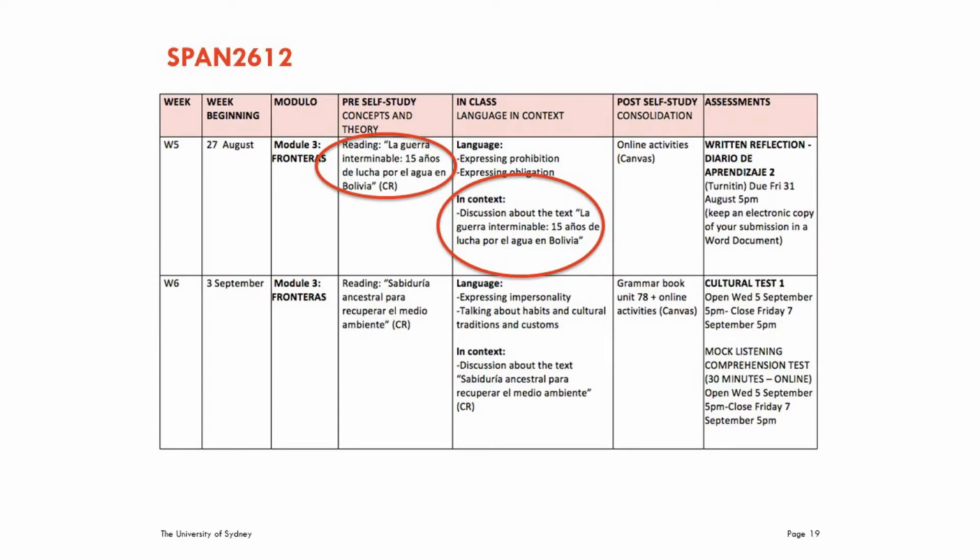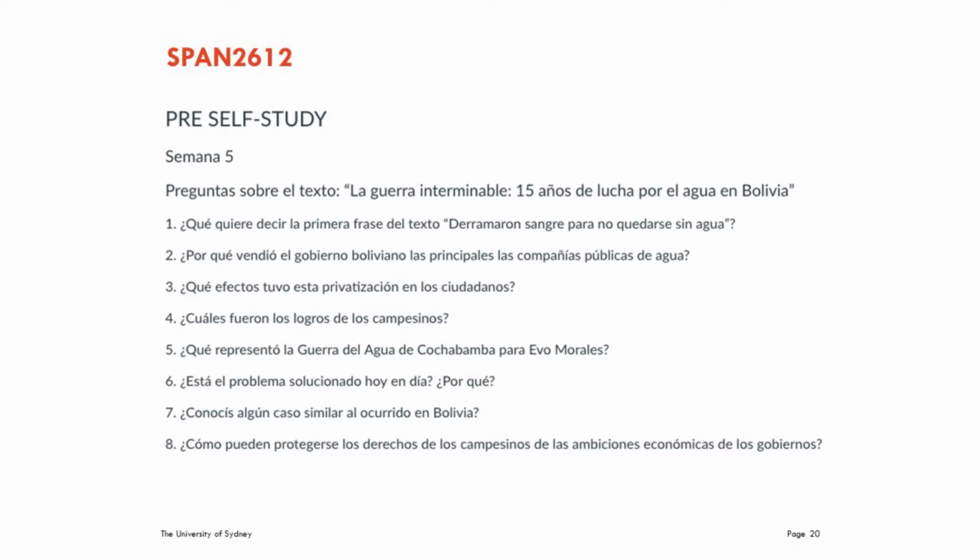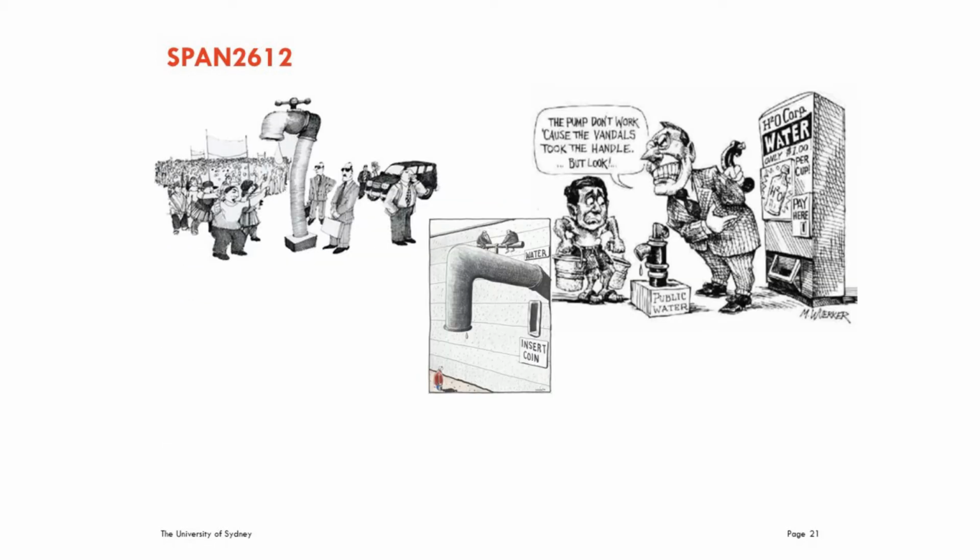And then for SPAN 2612, in week 5, we discussed the Bolivian water war, and they have to read again a text about the demonstrations and the protests that happened in Cochabamba between 1999 and 2000, in response to the privatization of the water. So they have to read the text, but before that, these were the questions that they have to prepare before class. And again, before moving on to discuss these questions, I showed them this picture, where they have again to think, well, how can you relate and connect these images with the text?